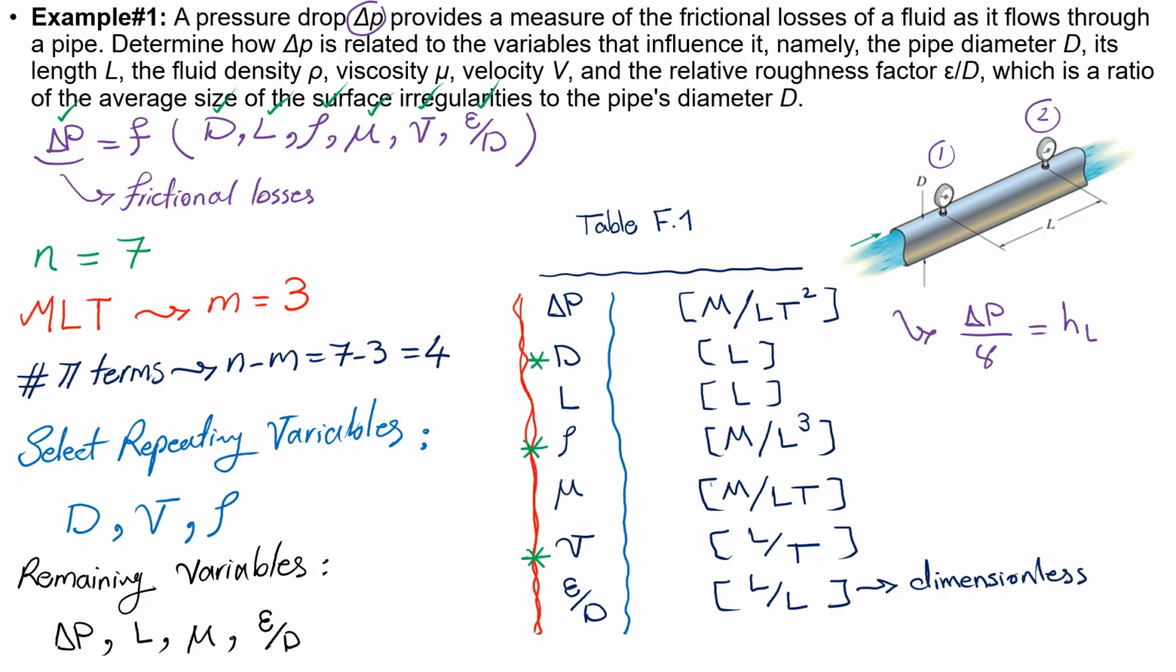Now, when you are selecting your repeating variables, there is one point to note. You cannot select epsilon over d as your selected repeating variable. Why? Because it's already dimensionless. And remember, in the previous session when I was listing the rules, the procedure for you, I told you your repeating variable cannot be dimensionless.